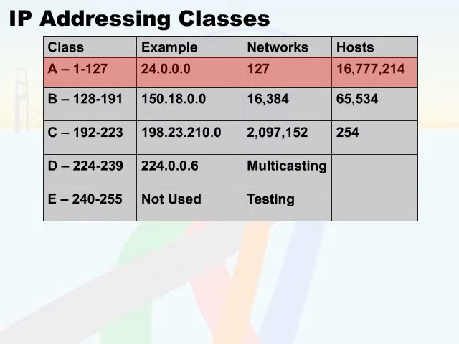Let's start with a Class A address. The Class A address defines numbers in the first octet, which range from 1 to 127. An example is network number 24. Now with the Class A address, only the first 8 bits of the overall 32 bits in the address are used to define the network ID by default. Of course, we can change this with a subnetting procedure, but by default, only 8 bits of that address are used to define the network.